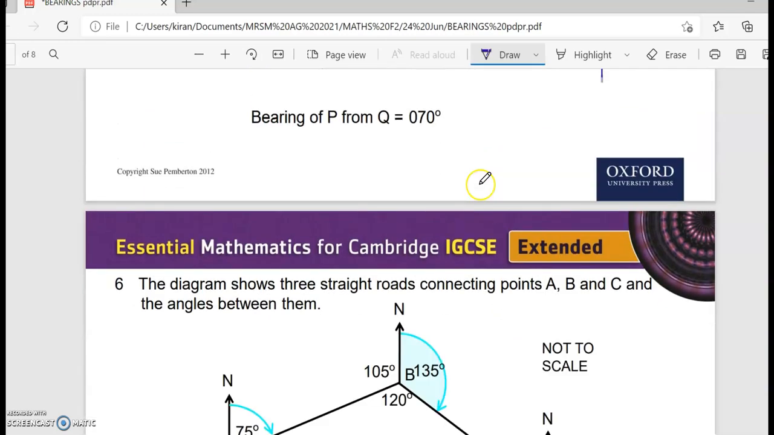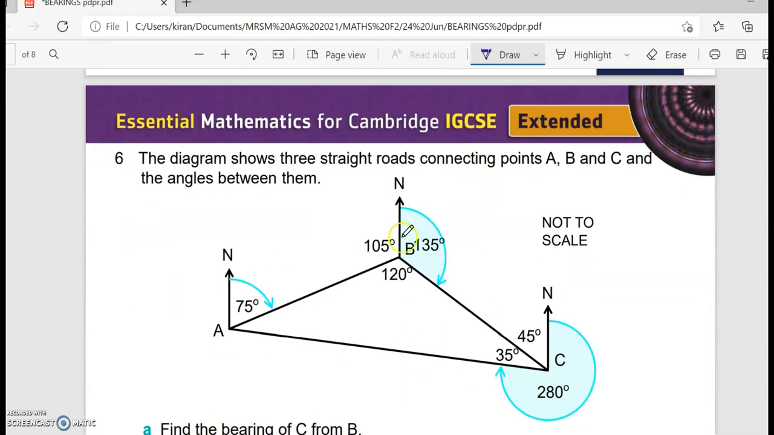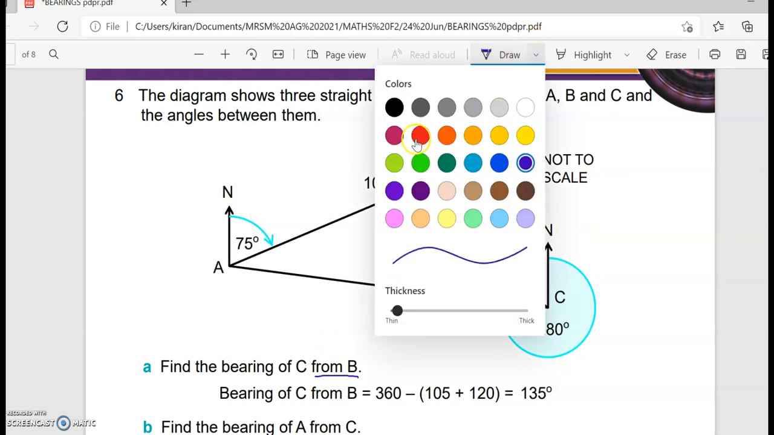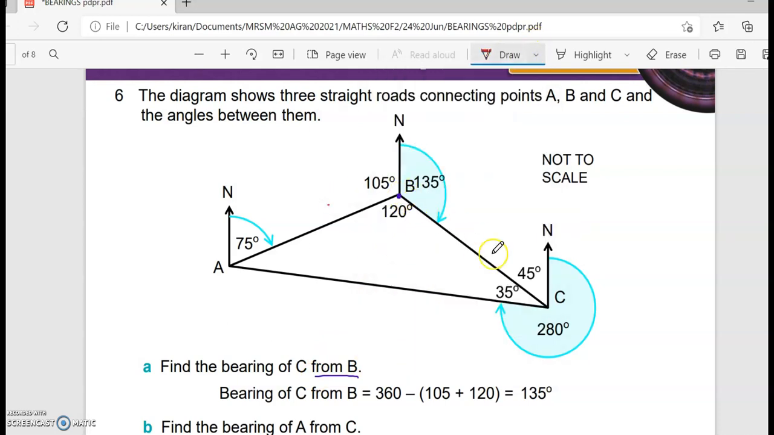Okay, so we go to the last example. The diagram shows 3 straight roads connecting points A, P, and C and the angles between them. Okay, find the bearing of C from B. That one is the first question. We look at where B is. B is here, and then C.